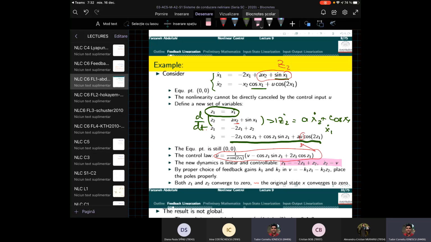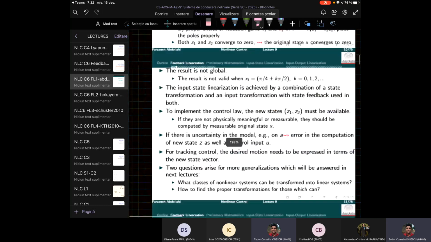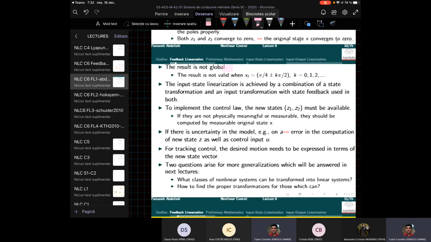Okay. So it's not easy, you see. In this case, it was really easy to compute the coordinate transformation. However, in general, this is not easy. So what he says here is a very good remark. The result is not global. For instance, he gives you some examples when the result is not valid. The input state linearization is achieved by a combination of a state transformation and input.